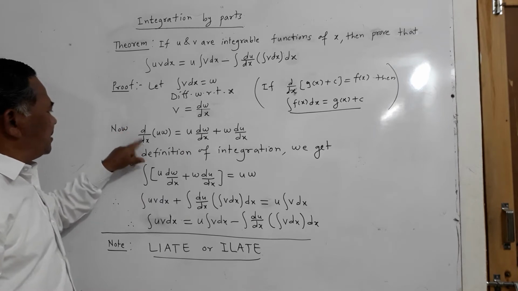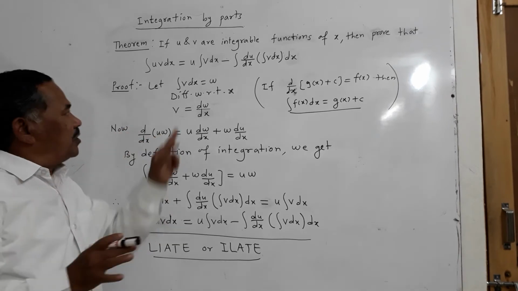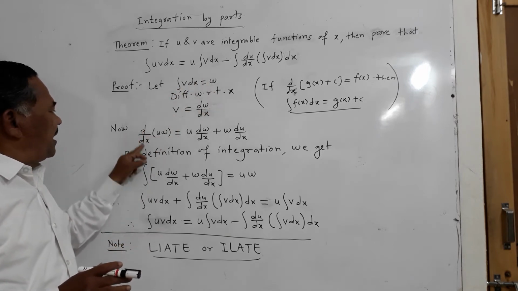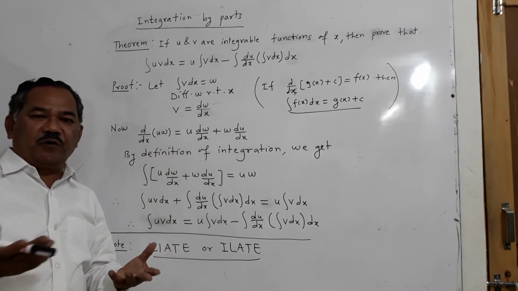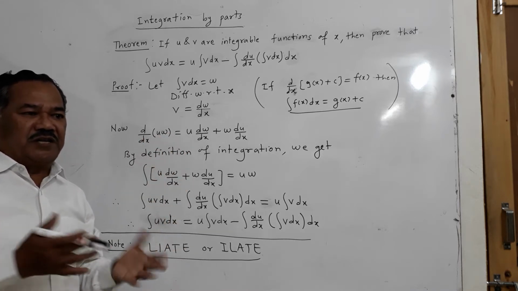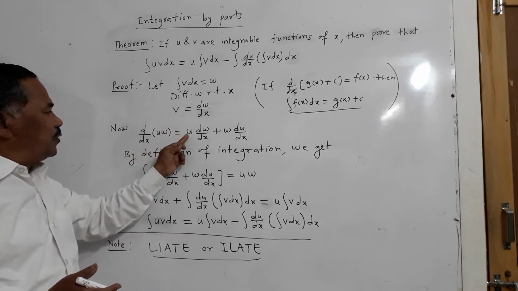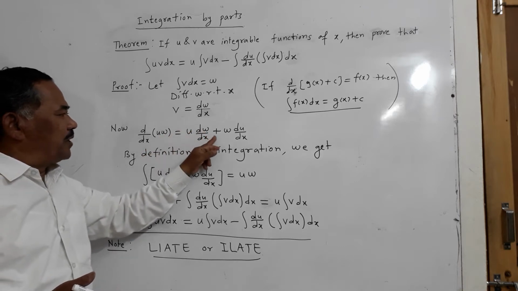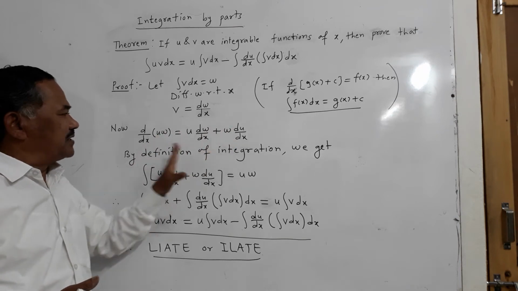Now, d by dx of u into w. Remember, u into w, because instead of this integral we let it be w. Then we know the formula of d by dx of u into v. Already we know, but instead of v here only w is present. Therefore, immediately we expand. That is equal to u as it is, then we take derivative of this function, that is d by dx of w, plus w as it is, and we take derivative of the first function, that is du by dx.